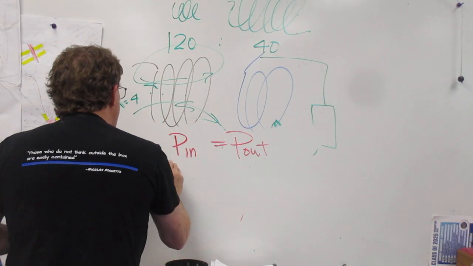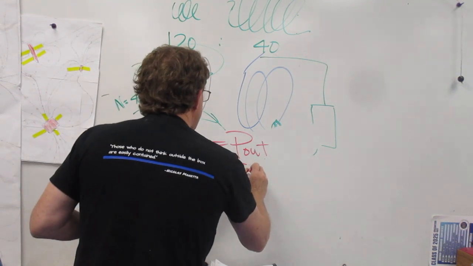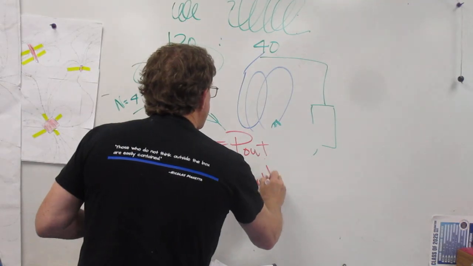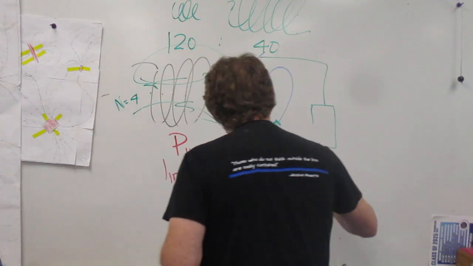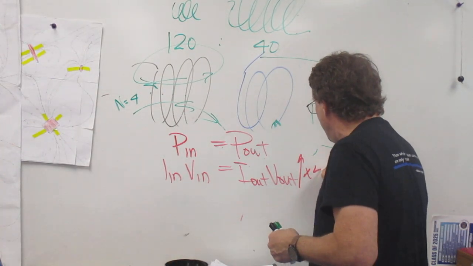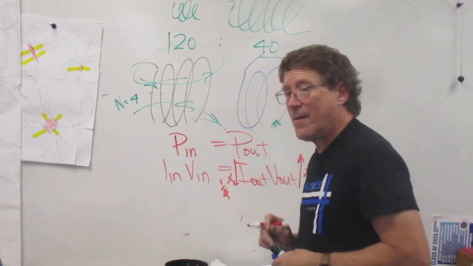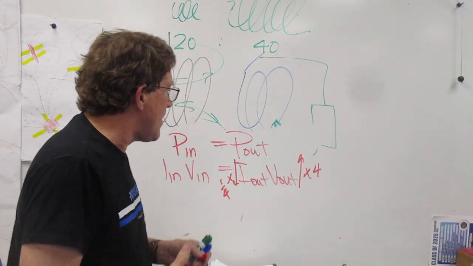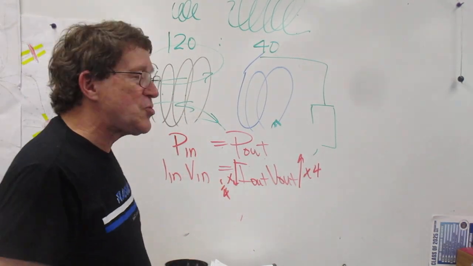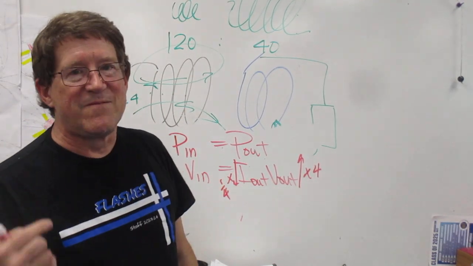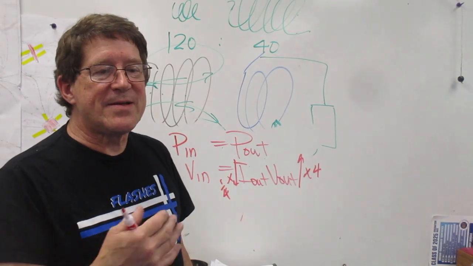So the current in times the voltage in is equal to the current out in the secondary times the voltage out in the secondary. When the voltage goes up by a factor of 4, the current has to go down by a factor of 4. When you do that, you have to go 1/4. And so when they talk about step up or step down in these transformers, they're talking about which way the voltage goes. But you still have the same power going in and coming out.